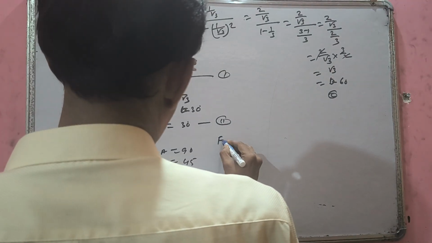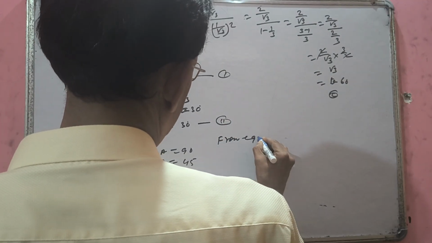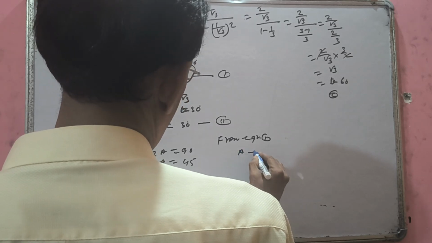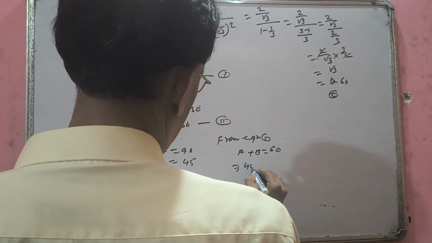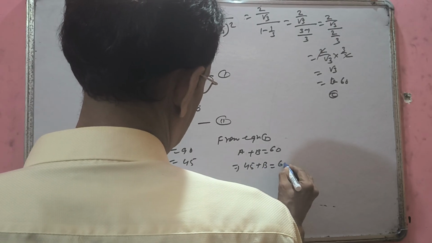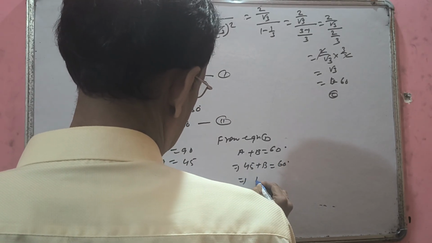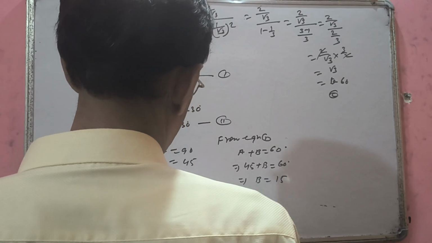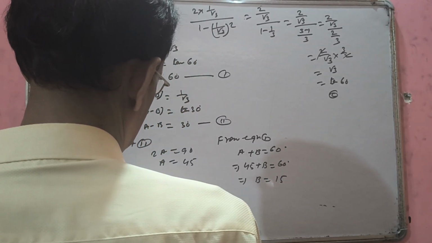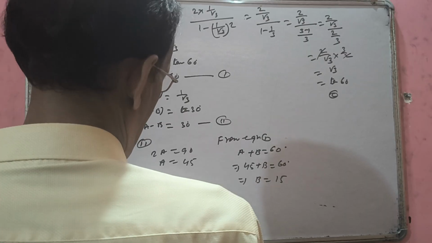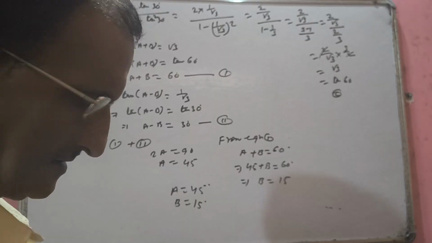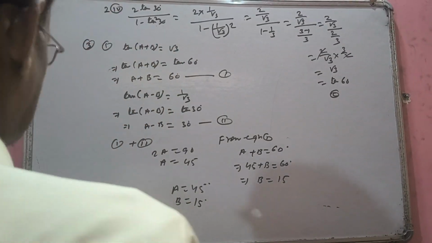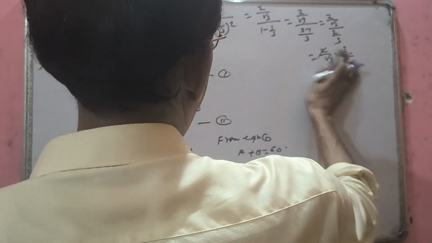Now from equation 1, what is equation 1? A plus B equal to 60 degree. Put the value of A, 45 plus B equal to 60 degree. So B, what will you get? 15 degree. So A equal to 45 degree. By A you know it is angle A, so no need to give the angle symbol. Okay, 3 number 2 also you can do.